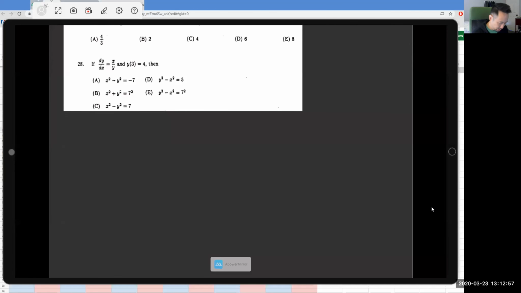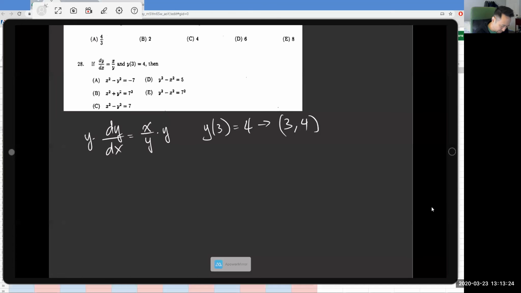Okay, so 28, dy over dx, the derivative of y with respect to x, equals x over y. They gave us y of 3 equals 4. And essentially this is the same thing as your point 3 comma 4, okay? And so this original problem looks like a separation of variables, right? So I'm going to have to multiply both sides by y here. And at the same time, I'm going to multiply by dx. So on my left side, these cancel out, these cancel out. So now I have y dy equals x dx. Well, that's kind of nice.